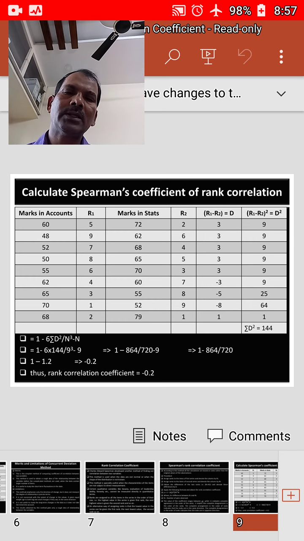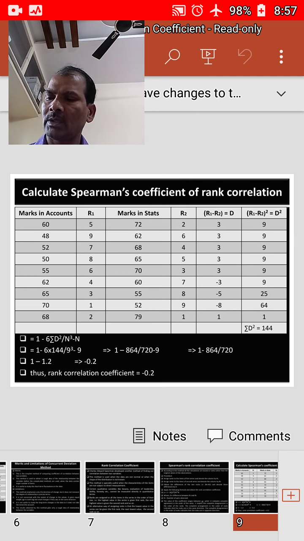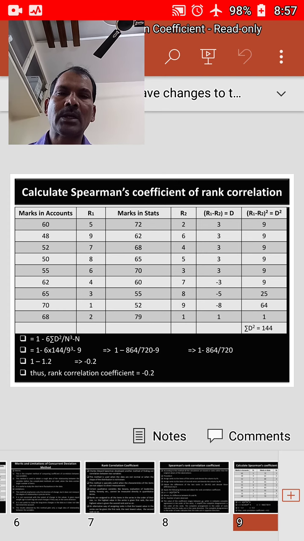For the marks in statistics, we need to consider the same way, highest value first. The highest value in this is 79, hence I am giving first rank to that. 72 is the second highest value, hence I am giving the second rank to that.